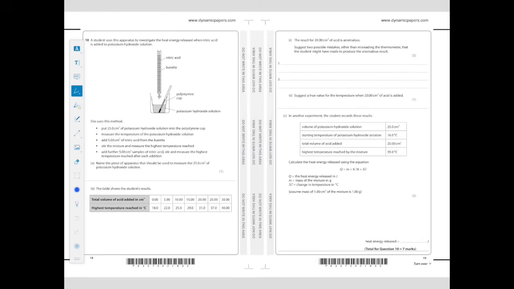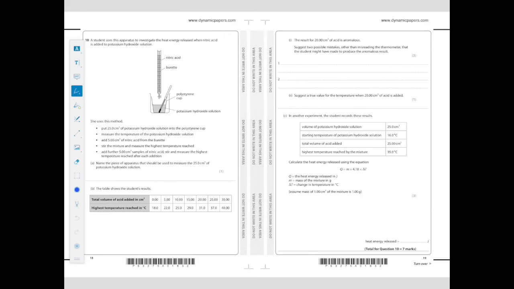The table shows the student's results. So here she's got the different volumes of acid and the highest temperature reached, and we can see the highest temperature was reached when the largest volume, 30 centimeters cubed of acid, was added. The result for 20 centimeters cubed is anomalous. Suggest two possible mistakes other than misreading the thermometer that the student might have made to produce this anomalous result.